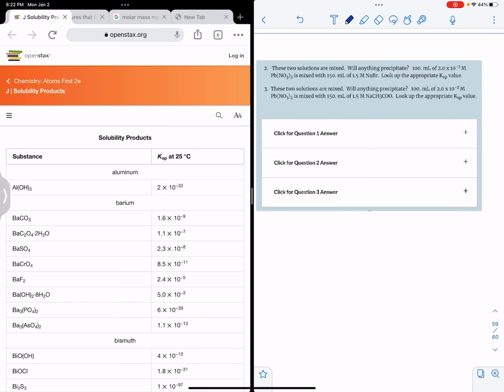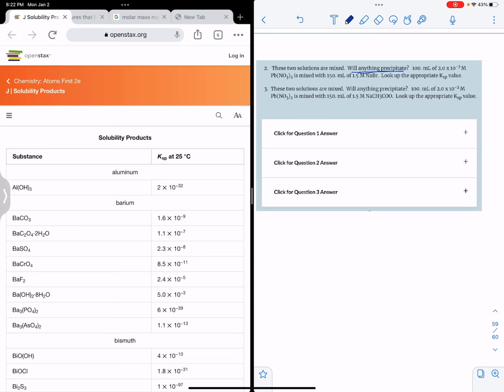So these are the problems that you want to take your time and be careful on. Make sure you're getting the right values of where they're supposed to go. When it says, will anything precipitate, that is one of these ones where we need to do a reaction and we got to look up K values, and there's a bit involved with these.